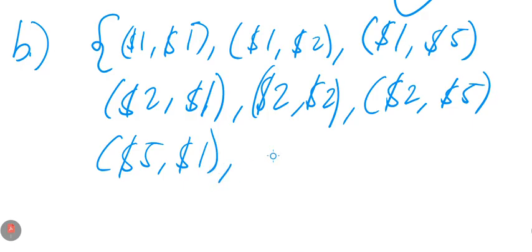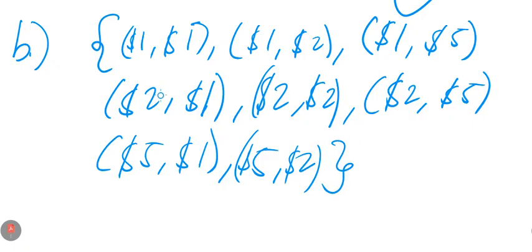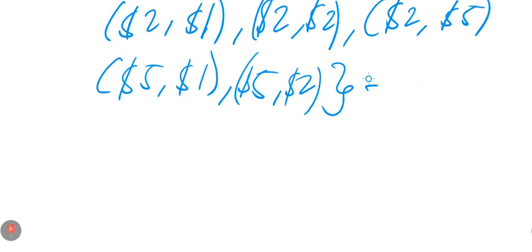Okay, and last would be $5 and $2. So let's count how many we have here. That's 6, that's 8 of them. So the total that we have here is 8. So let's try to solve for that one.